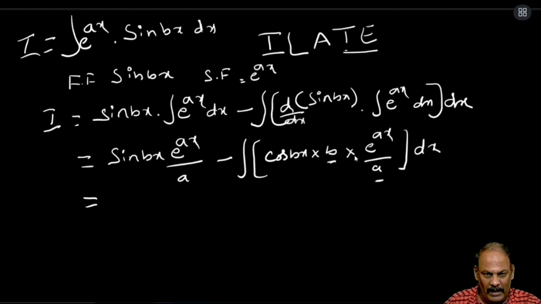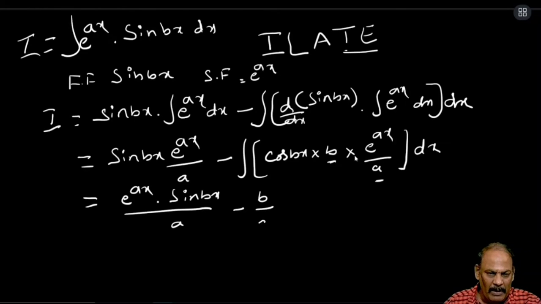That is also I. Why is it I? Already we assumed the total given sum is I. Now write it here, e to the power of ax into sin bx whole by a minus, we are writing b by a outside, then rearranging the sum, integral of e to the power of ax into cos bx dx.